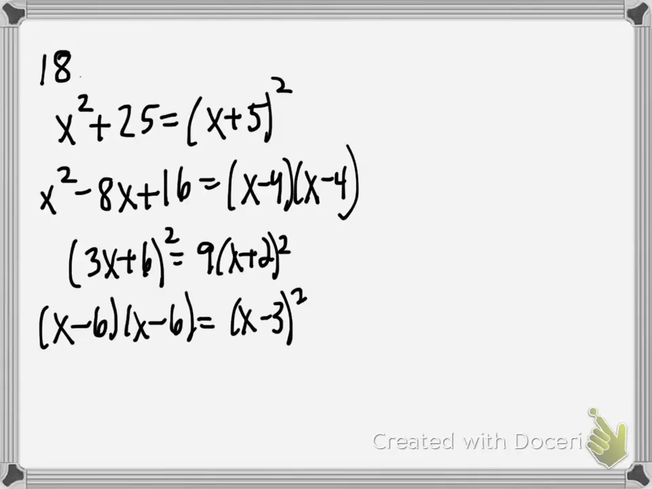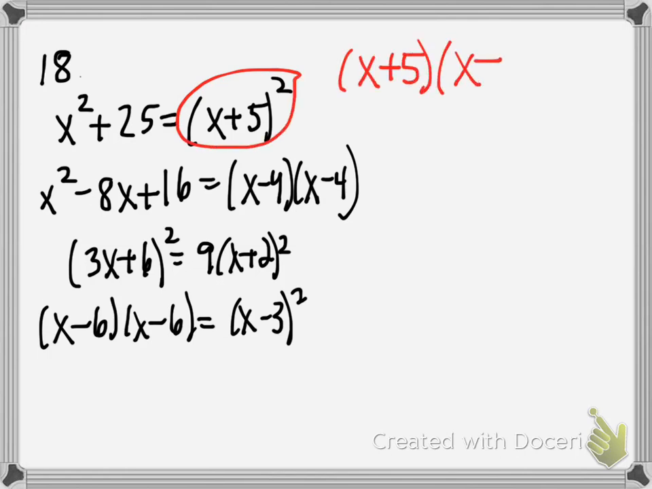For number 18, we're just checking to see if these four equations are true. So looking at the first one, on the left-hand side you have a binomial, x squared plus 25, and on the right-hand side you're asked to take x plus 5 and square it. In order to take x plus 5 and square it, you would have to write it twice, because by the definition of an exponent, if you're squaring something, it's repeated multiplication.